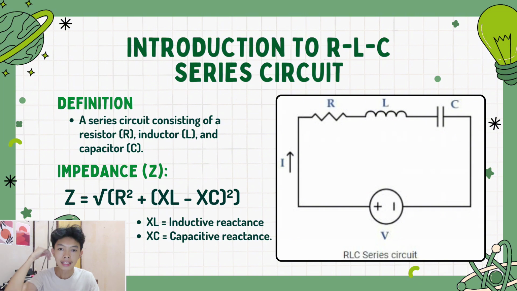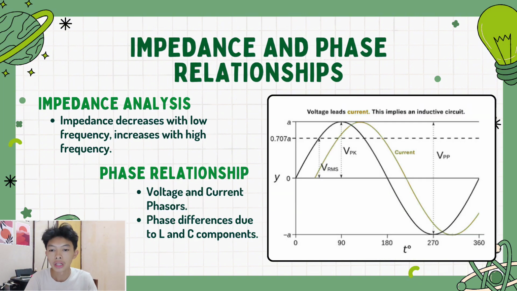Now let's proceed to the impedance and phase relationship. So impedance is like the total roadblock that electricity faces. It changes with the frequency of the AC. So first we have the inductive reactance, or XL. This increases with frequency, like the inductor is getting stronger. The second one is the capacitive reactance, or XC. This decreases with frequency, like the capacitor is getting weaker.